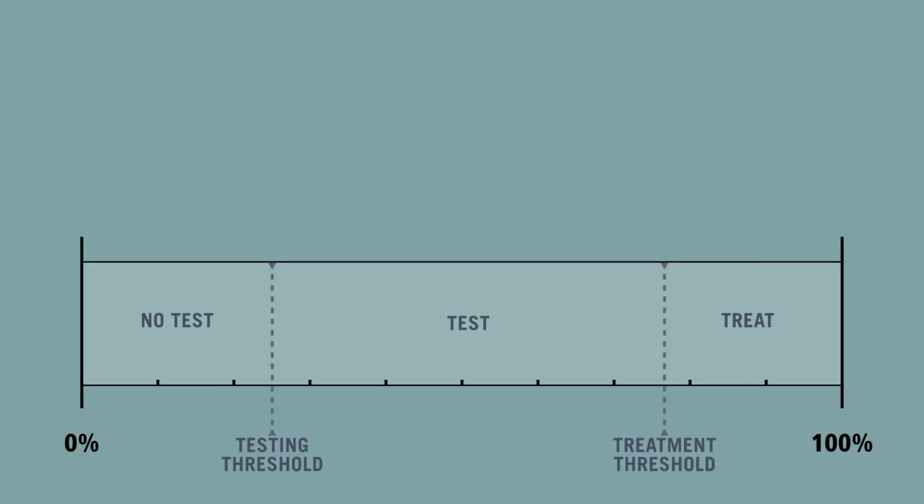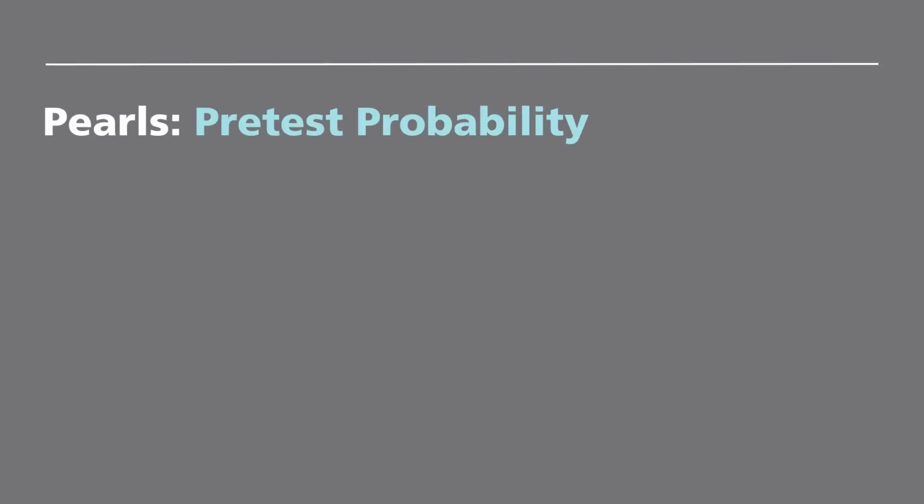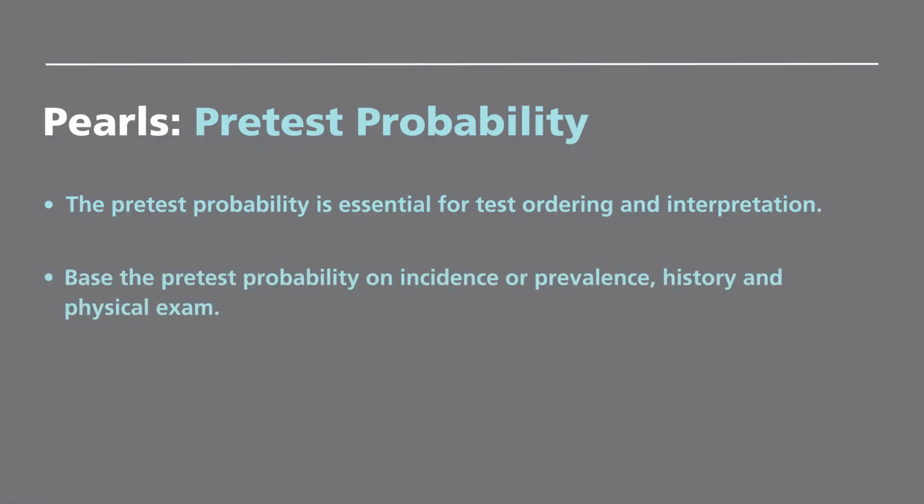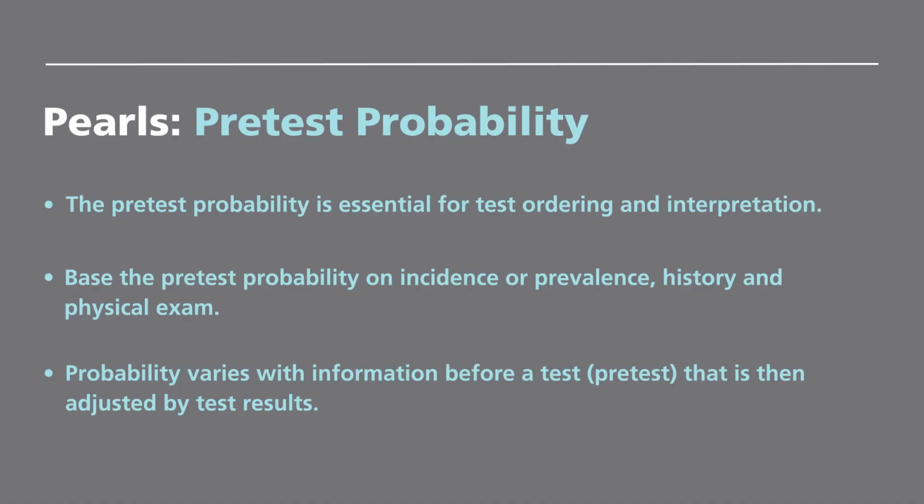The sweet spot to consider testing is when pretest probability is in the middle. The pearls to remember when approaching pretest probability. The pretest probability is essential for test ordering and interpretation. Base the pretest probability on incidence or prevalence, history, and physical exam. Probability varies with information before a test, pretest, that is then adjusted by test results.